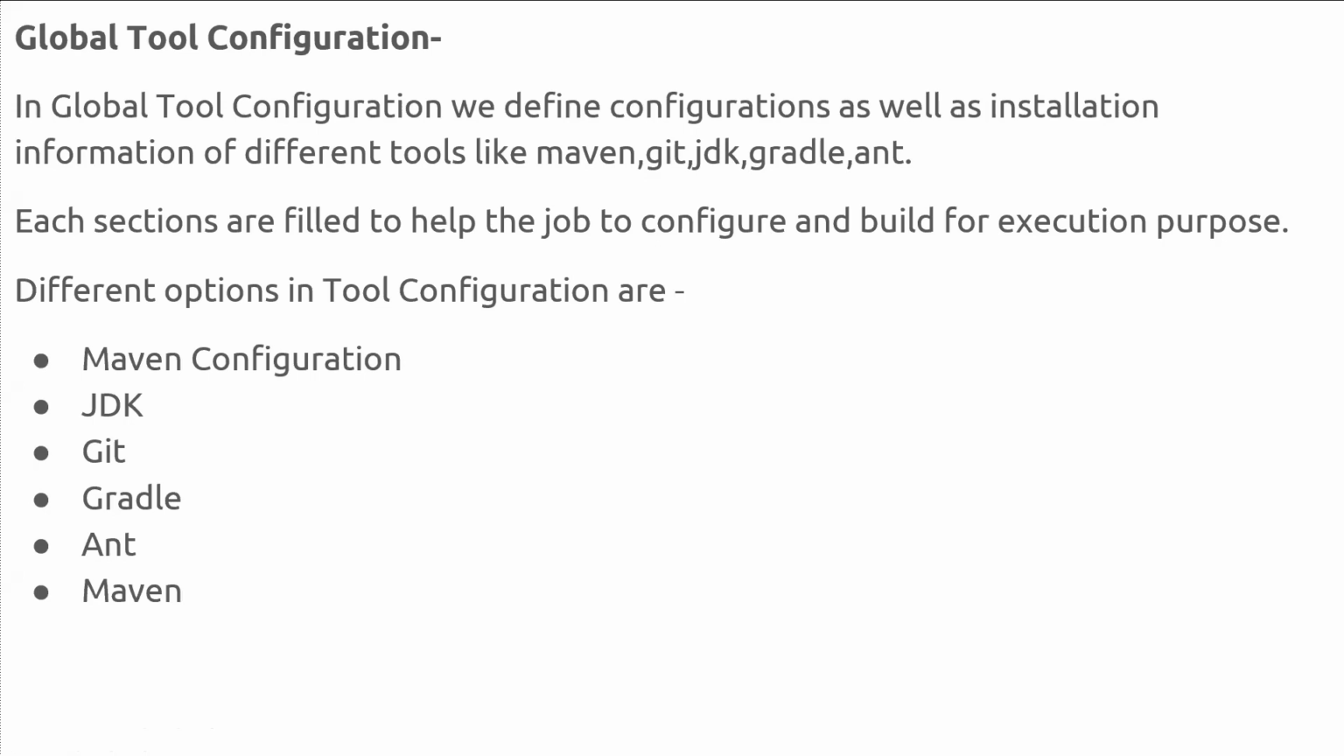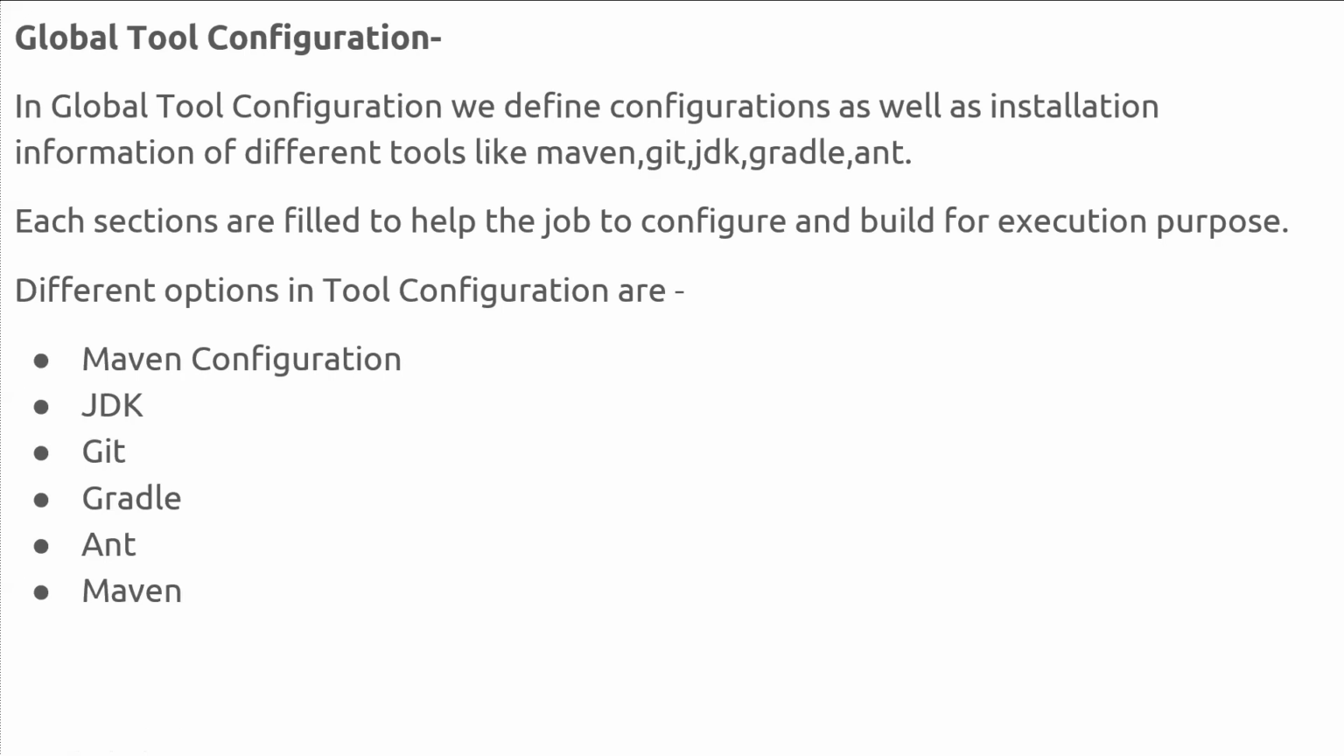Hello everyone. In this video, we'll see how we can configure tools in Jenkins. In the last video, we saw how we can configure the system. And in this video, we'll see how we can configure the tools in Jenkins. Now in global tool configuration, we define the configuration as well as the installation information for different tools like Maven, Git, JDK, Gradle. These are the tools available in Jenkins and we need to configure them. So these are all the different types of tool configuration in Jenkins.